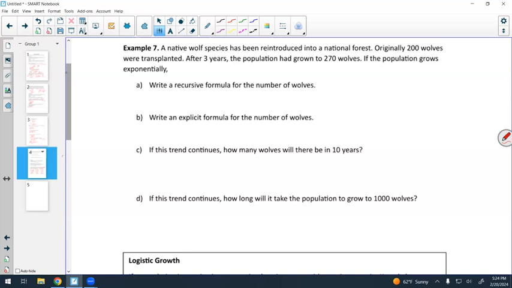A native wolf species has been reintroduced into a national forest. Originally, 200 wolves were transplanted. After 3 years, the population had grown to 270 wolves. Population grows exponentially. Write a recursive formula for the number of wolves. The problem is we don't know what R is. So we can't write a recursive formula or an explicit formula. No, we can, but it won't be specific. So let's see what we can figure out.